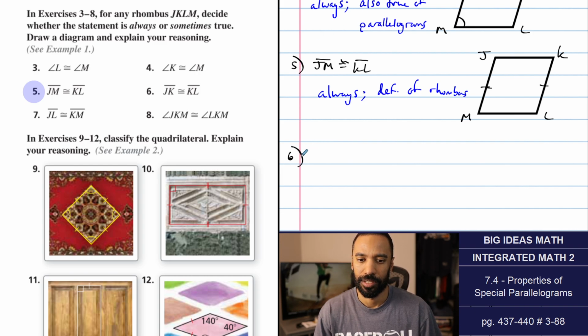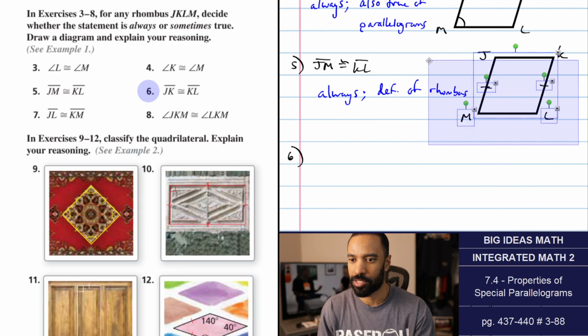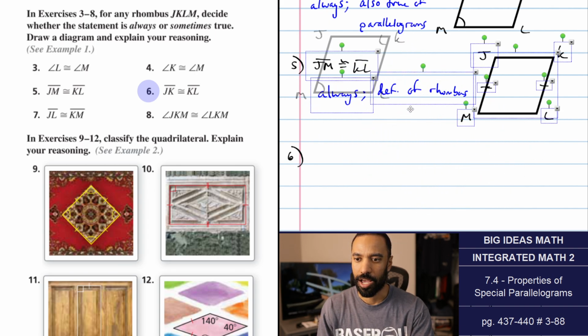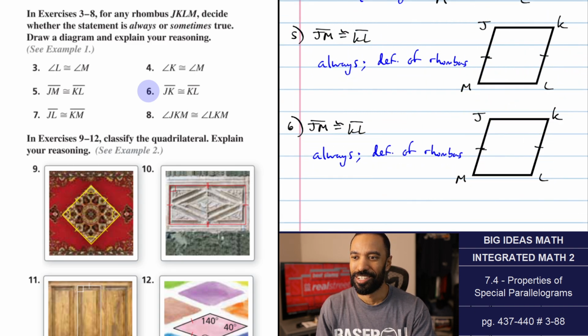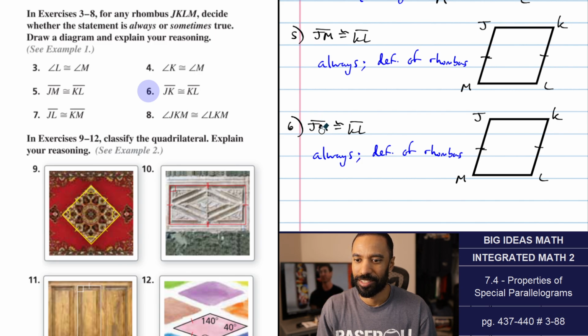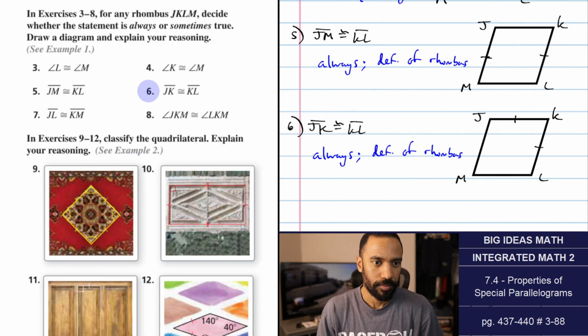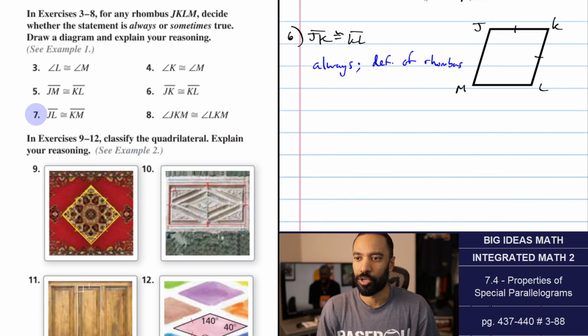Number 6. JK congruent to KL. Exactly. So on this one here, JK and KL are also side lengths. Let's bring this all over. Oh, that didn't all copy. Copy. There we go. The less I need to write, the better. JK congruent to KL. Boom. Definition of rhombus, once again, always true in that case. Another set of side lengths. No, these are diagonals. Number 7, JL congruent to KM.